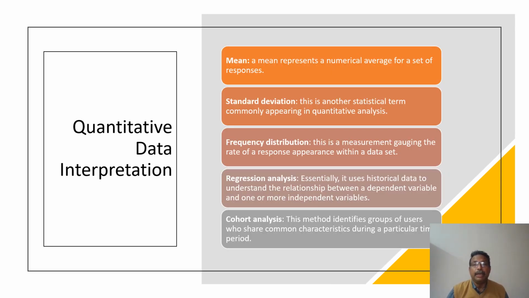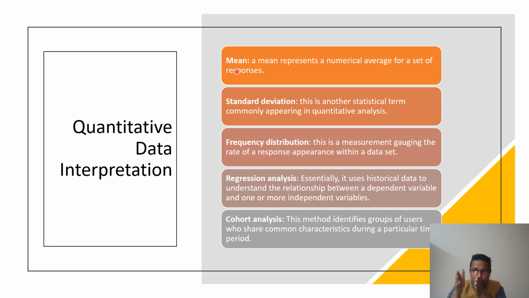Quantitative data interpretation. What are we looking into? In quantitative, we have a huge number of data. So what can we do? We can have an average understanding of what the response is all about, and that is what is meant by mean. Now, that's the average understanding. And there might be other responses also, right?